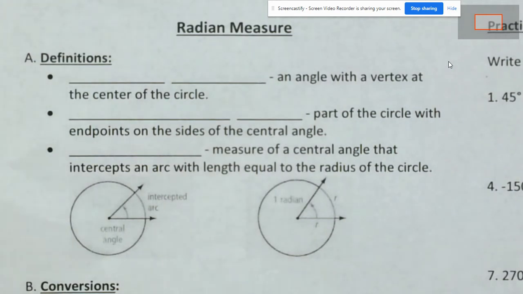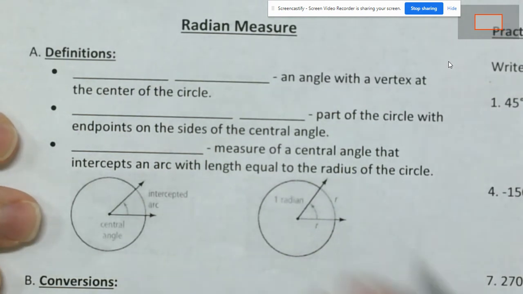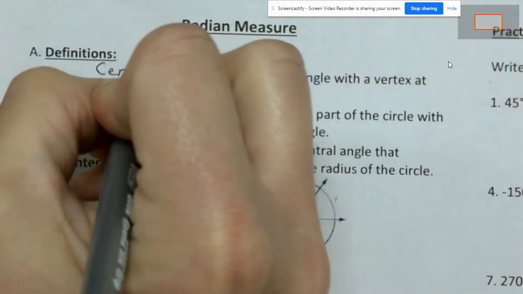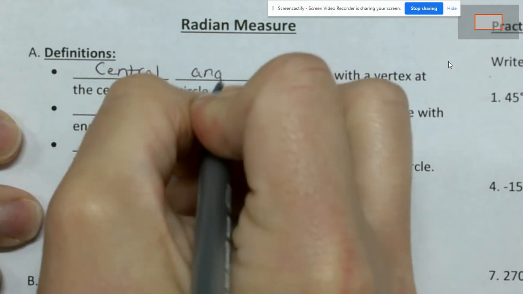Today we're going to be learning about radian measure. And in order to learn about radian measure, we need to get a few definitions and talk about them. So the first definition we're going to get is for a central angle.